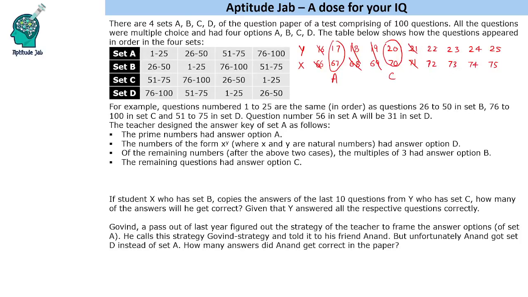22, 72, this is again a multiple of 3. This will not match. 23, 73, both prime numbers. These are both prime numbers, so this will match. Answer will be option, sorry, A.